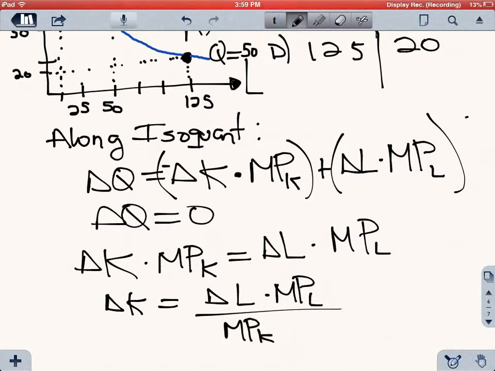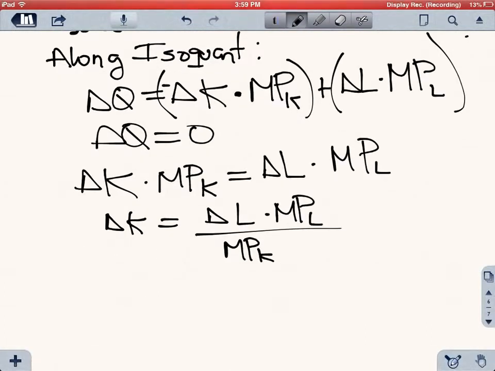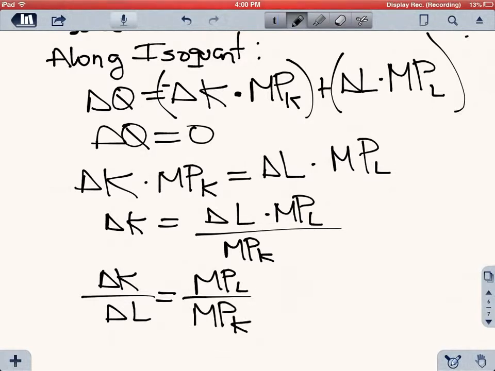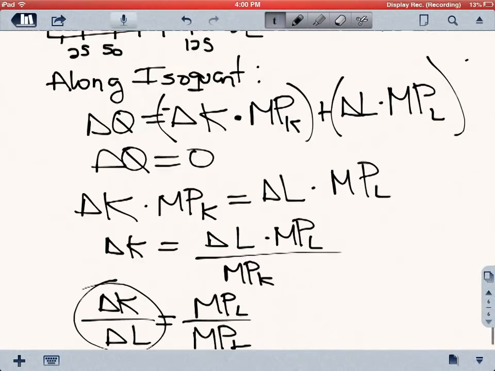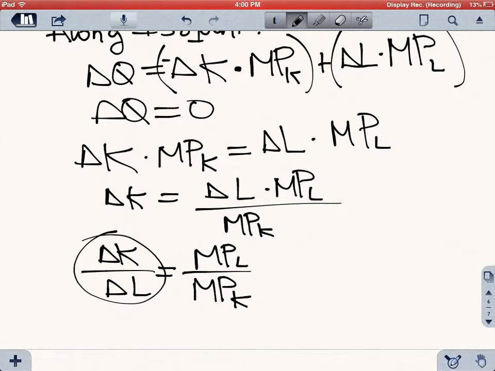And now, since what we want is the slope, let's divide again this whole thing by the change in labor, and we're going to end up with the change in capital over the change in labor equals the marginal productivity of labor over the marginal productivity of capital. And this is a really interesting and useful result. So in here, what do we have? In here we have the slope of the isoquant, change in K over change in L, change on the y-axis over change in the horizontal axis.